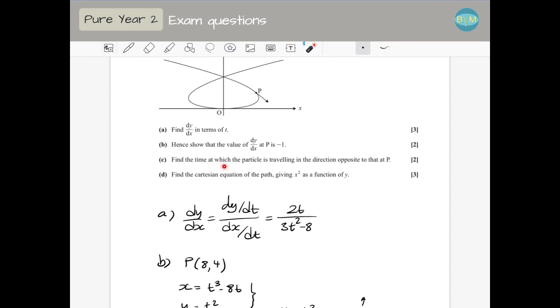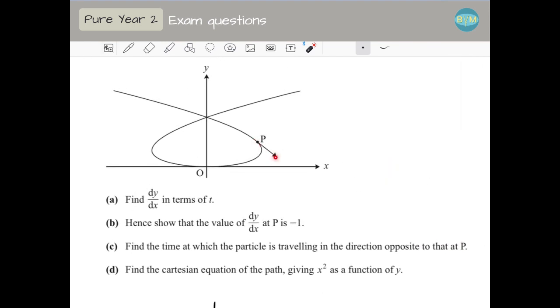Part c: find the time at which the particle is traveling in the direction opposite to that at P. So we have the direction at P. It looks like if the gradient is minus 1, the opposite direction would be 1, but that would be a perpendicular direction. It wouldn't be the opposite direction. If you have this direction, the opposite direction would just mean going that way, but with the same gradient, and dy by dx is giving us the gradient. So we are going to find another point, probably here, where the particle has the same gradient. The gradient is the same, it's just this line, and the particle is going the other direction.